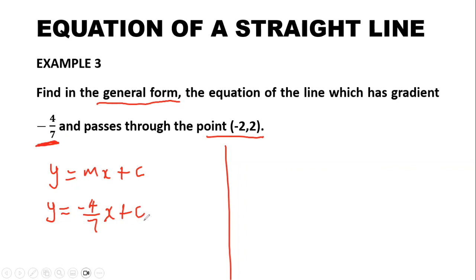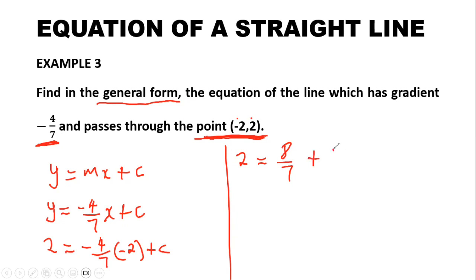So now we have to find the value of c, and we can obtain this by substituting the points given in the question into this equation. So y is 2 and x is negative 2. It means that 2 is equal to negative 4 over 7 x, which is negative 2, plus c. And if we expand this, then we have 2 equal to 8 over 7 plus c. Negative 4 times negative 2 is 8 over 7.